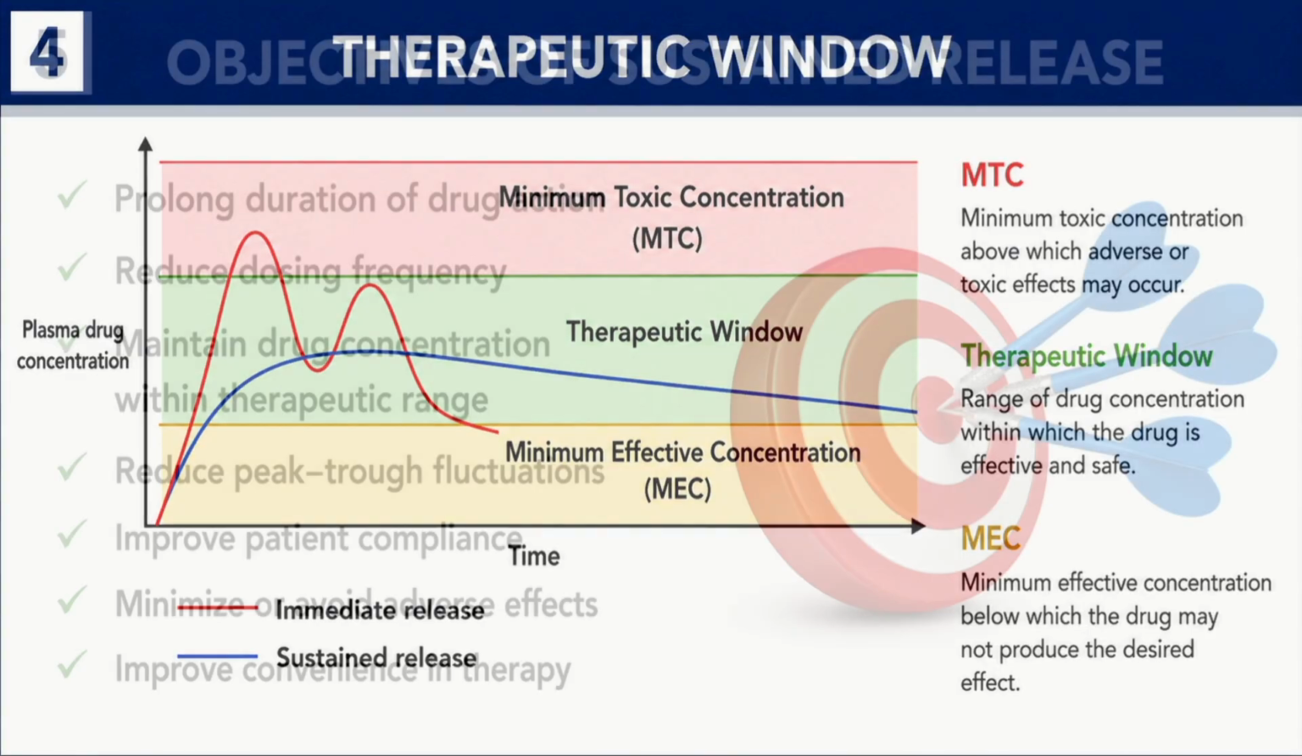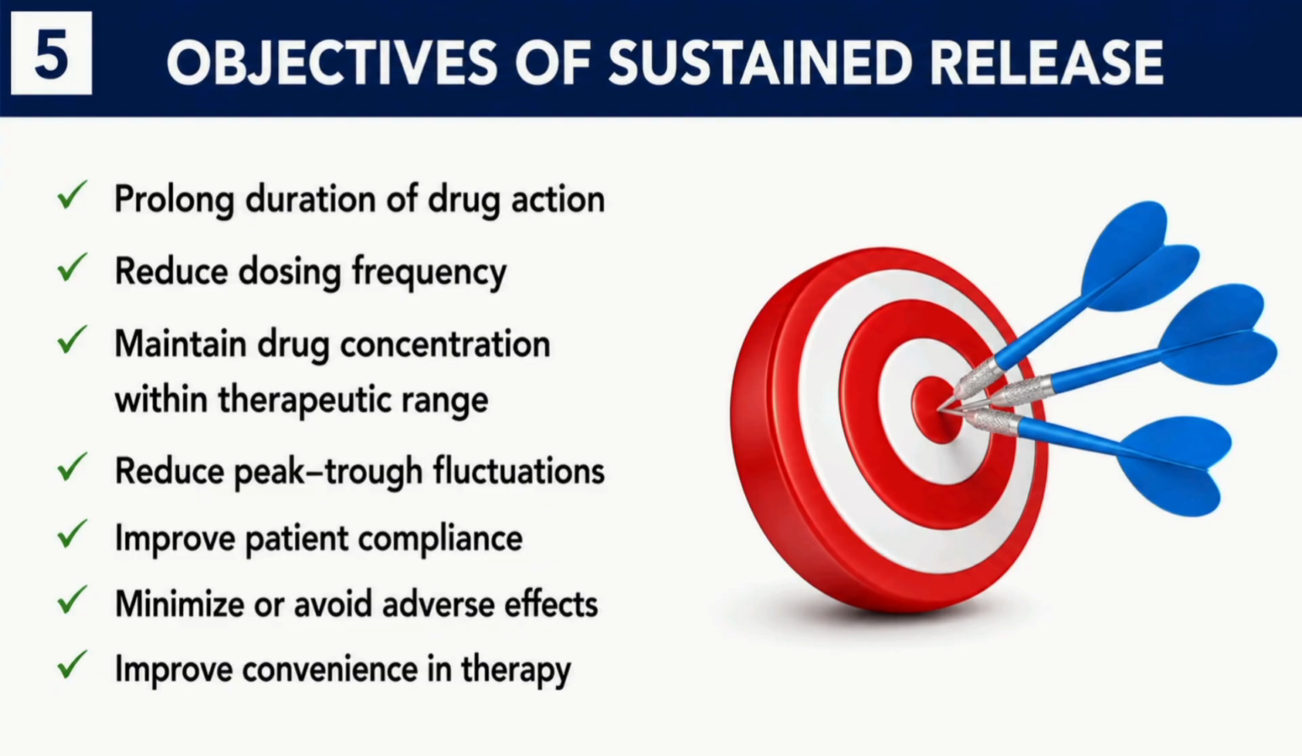What are the objectives of sustained release? The main objectives can be summarized into several points. First, we want to prolong the duration of drug action, which is the main objective. Second, we want to reduce the frequency of administration. Third, we aim to reduce the fluctuations in the plasma drug concentration. Fourth, sustained release can improve patient compliance because the patient does not have to remember to take the medicines as frequently.